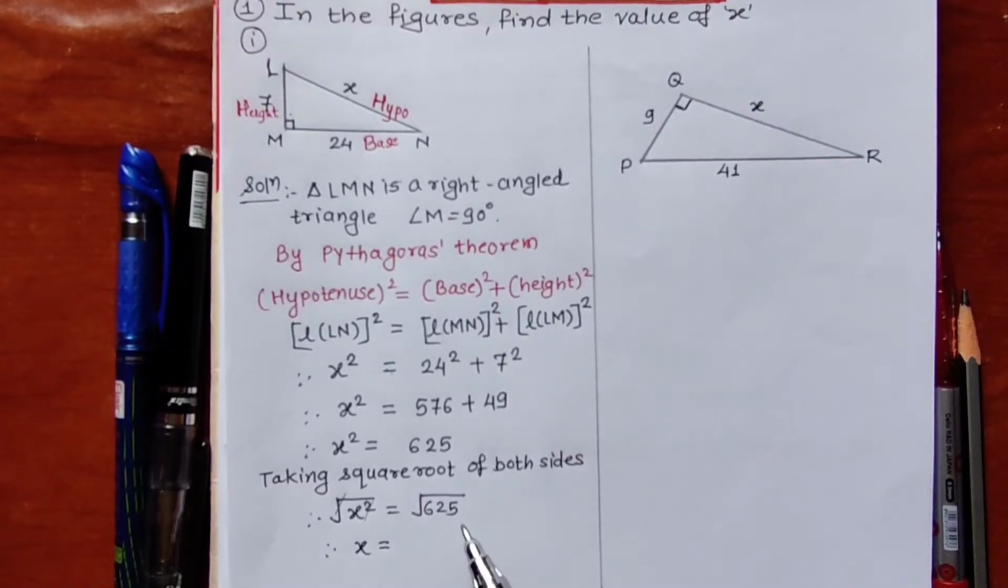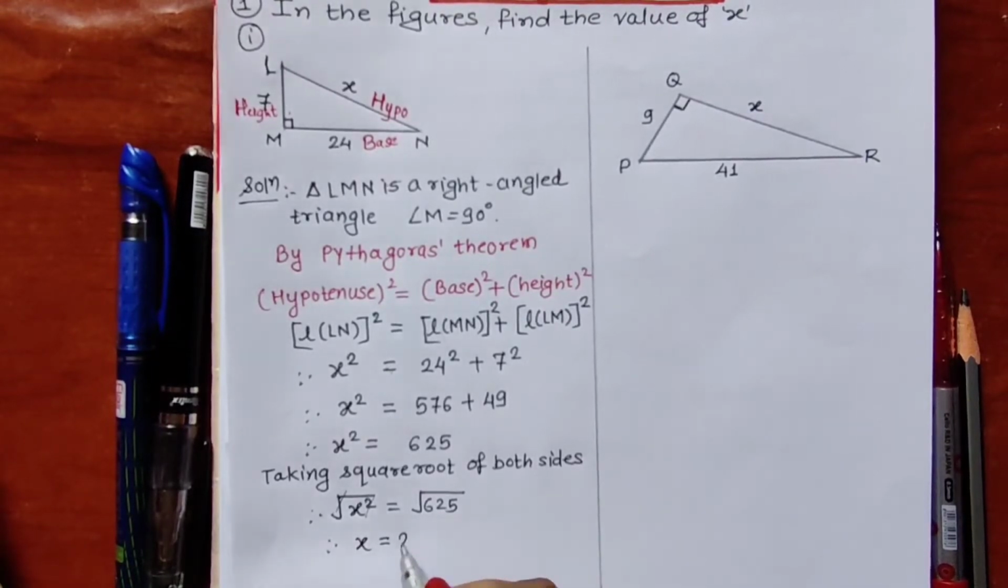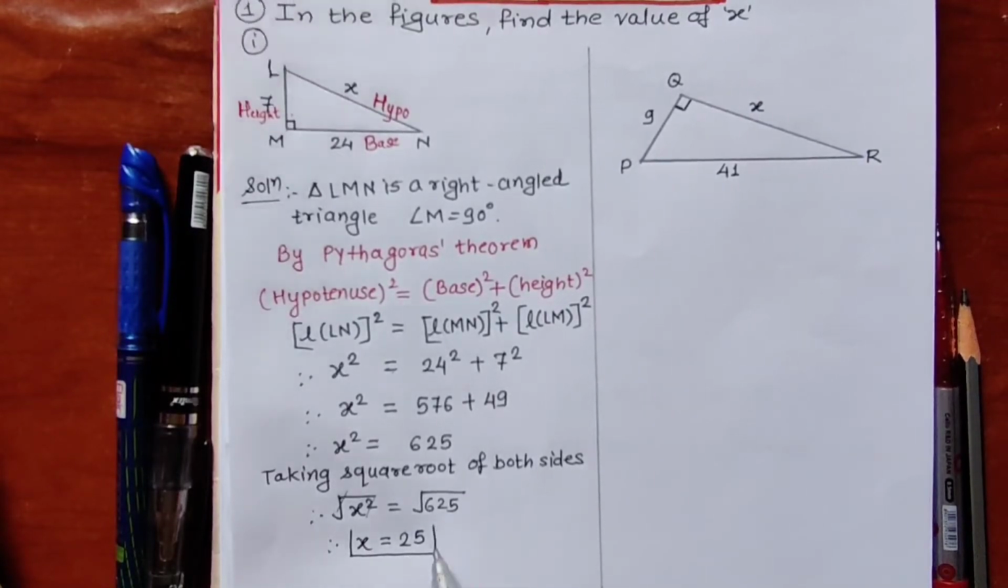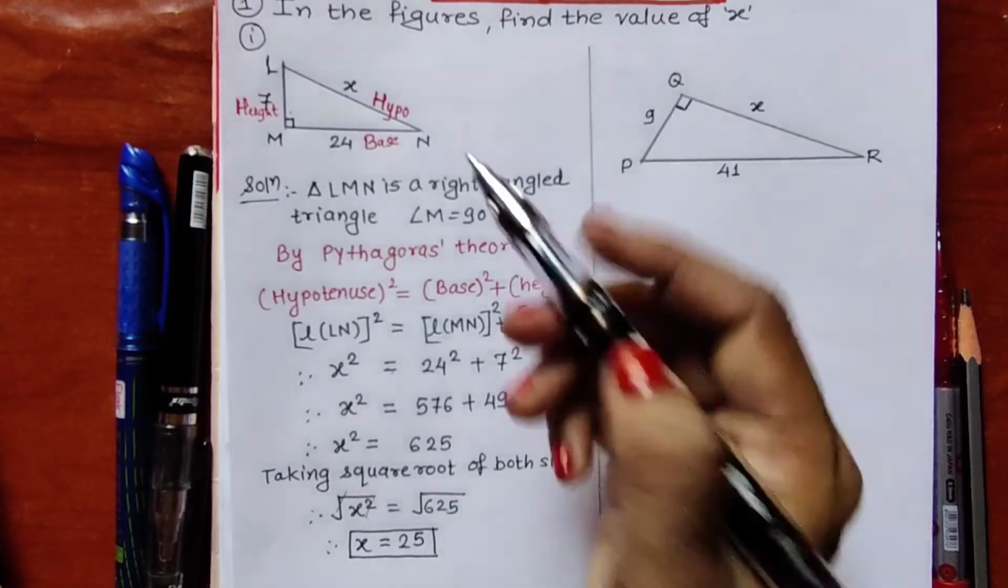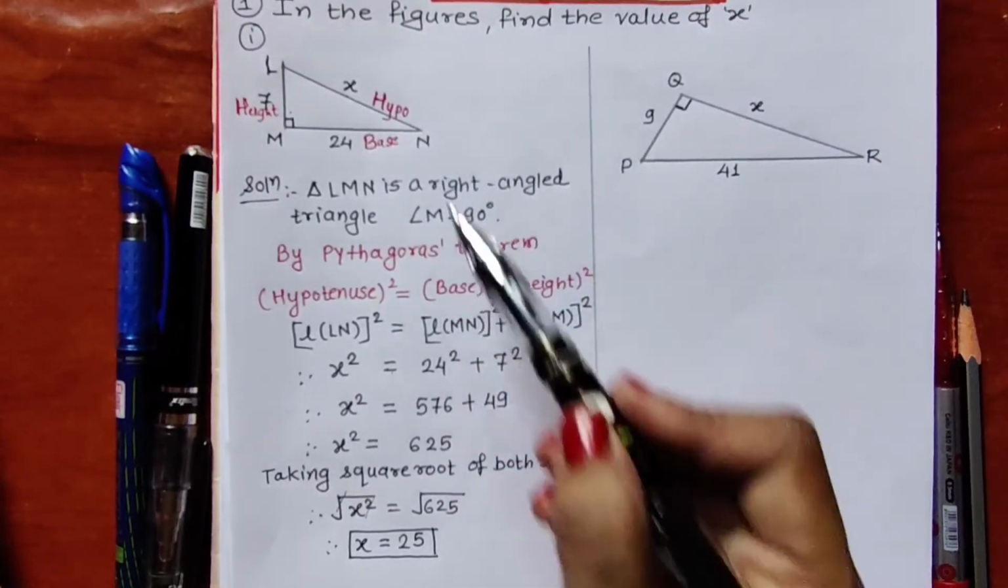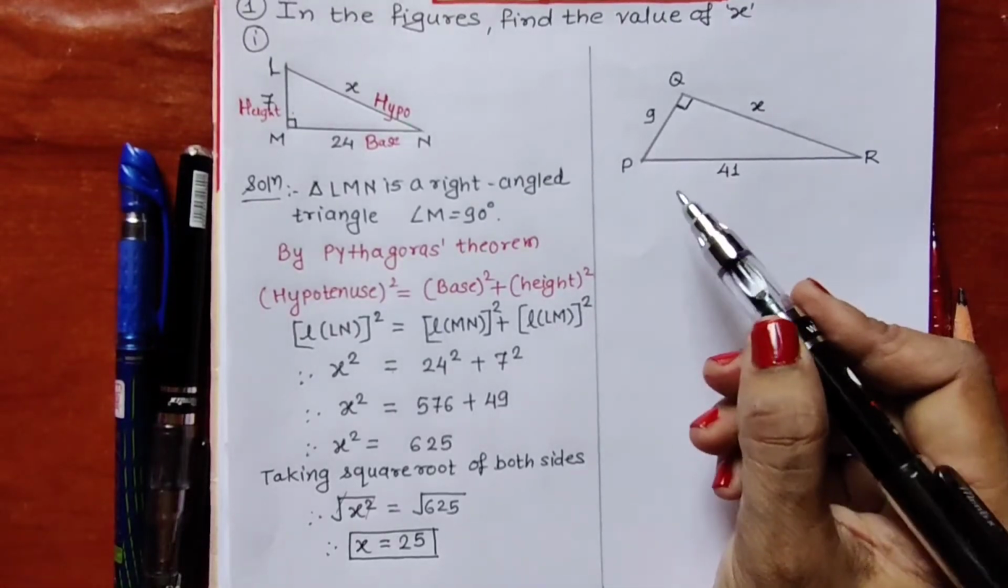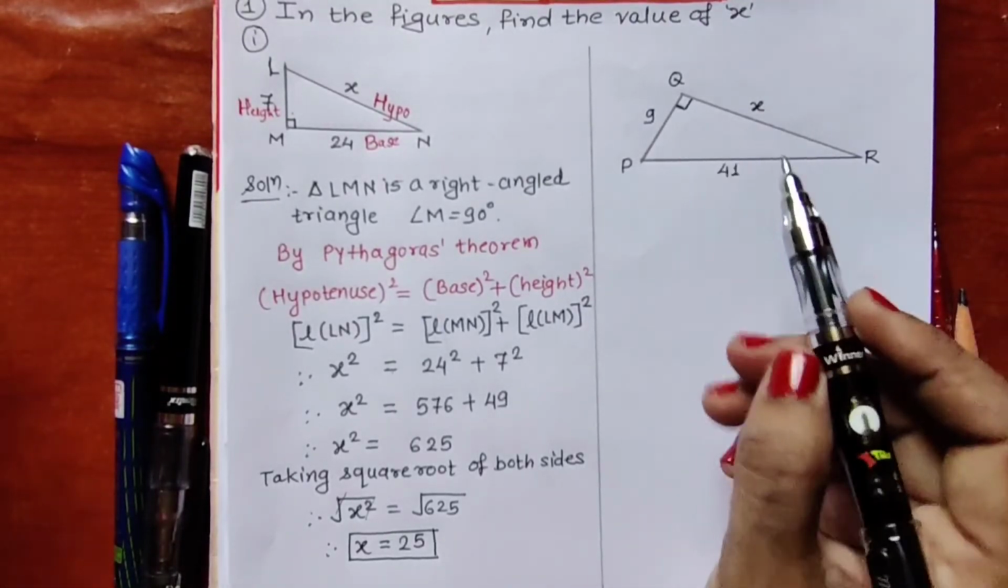out this number is the square of which number. 625 is the square of which number? 625 is the square of 25, we all know that. That's why the square root of 625 is 25. So in this way the x value we have got here, x is equal to 25, hypotenuse is equal to 25. Similarly, the same method we will be applying to solve the next sum.